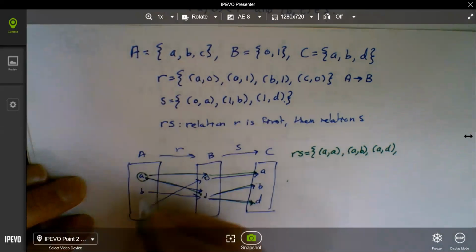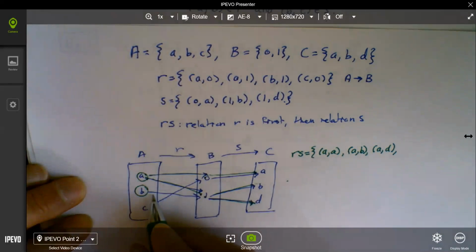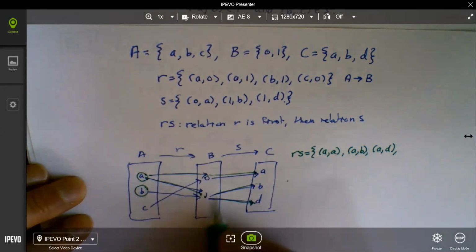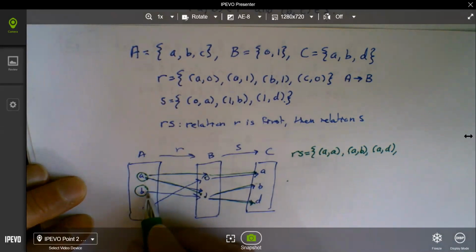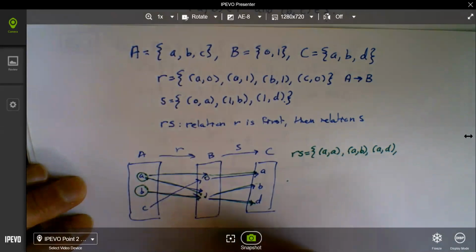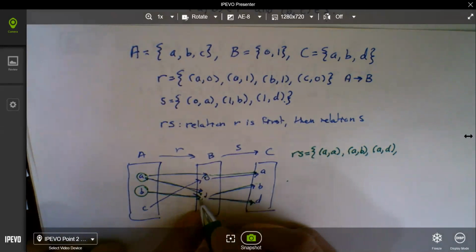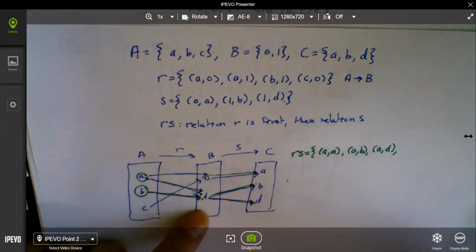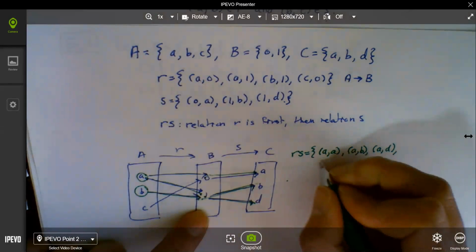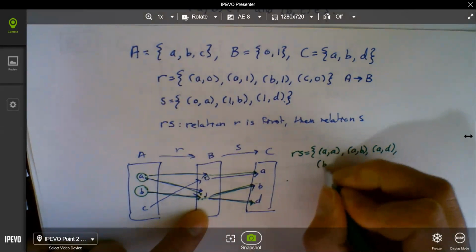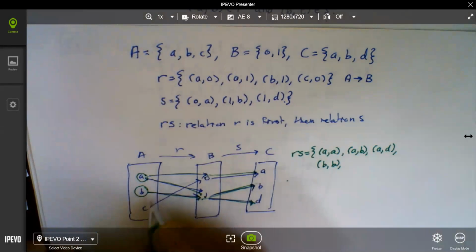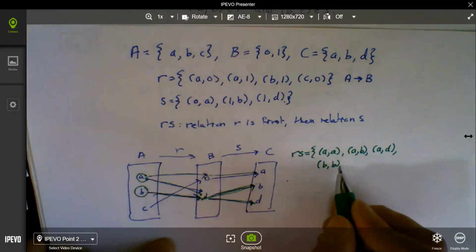Now let's go to the second element in set A, B. So B, we have 1 arrow from B to an element in set B. So B goes to 1 in set B. And in set B, we can follow the arrow to little b in set C. So we have BB as another element in RS.